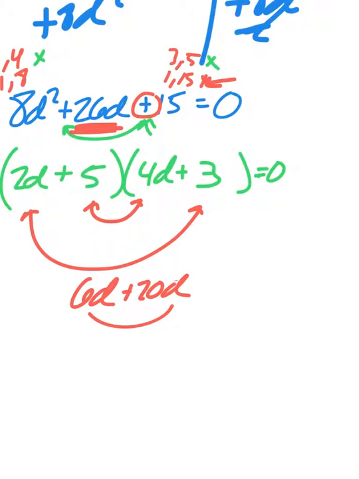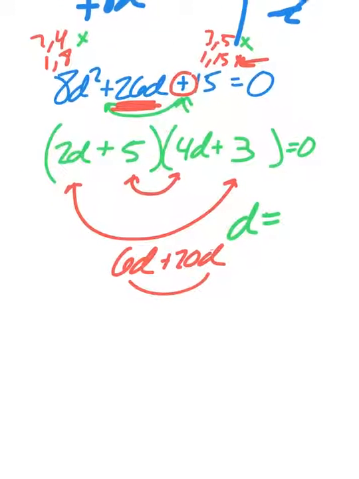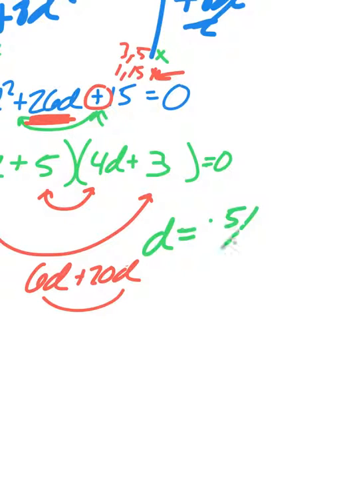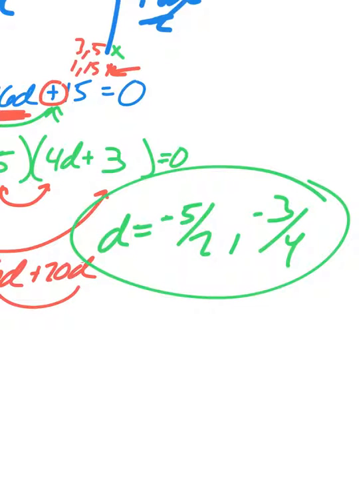There's a small trick, but the biggest trick is really just experience, practice. The more you do them, the better you get. Let's see, -5 over 2 for this one, and -3 over 4 for my other solution. Good, there's solutions for that one.